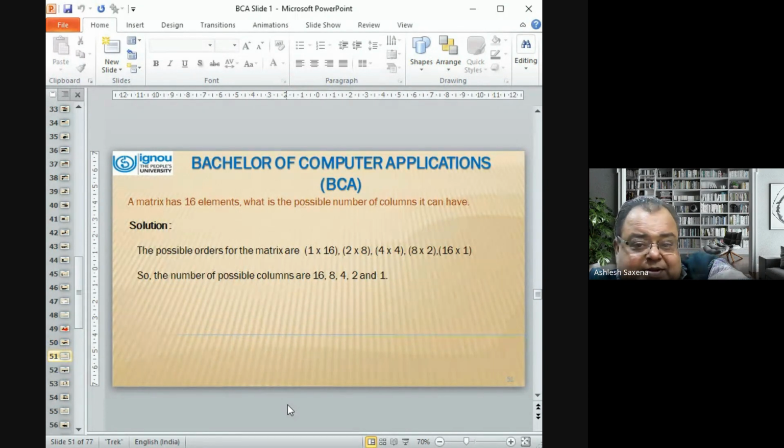Now the concept application comes. A matrix has 16 elements. What is the possible number of columns it can have? A matrix can be of any form. The question is, if it has 16 elements, what are the possible orders of the matrix?